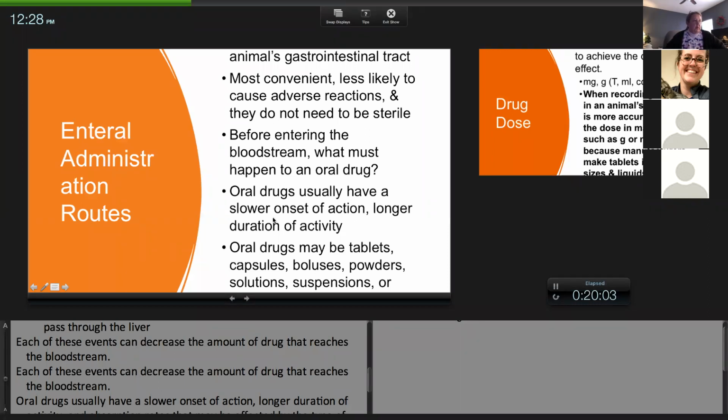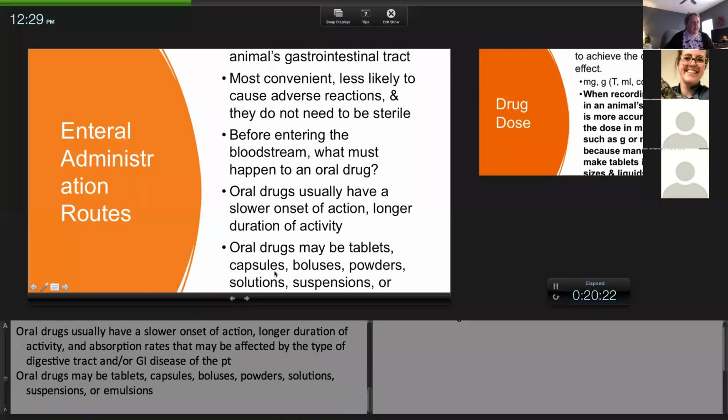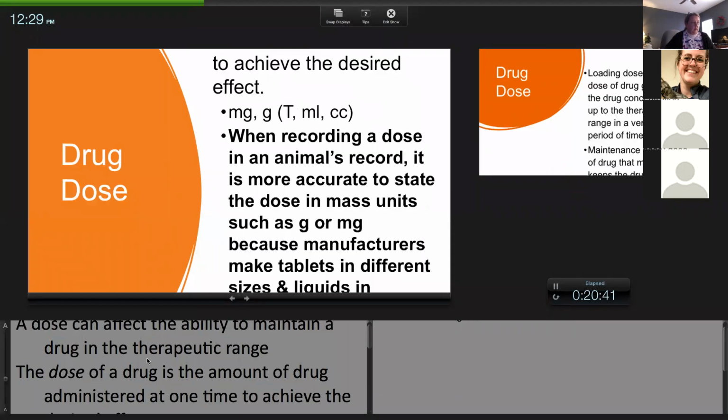So the thing with oral drugs is they have a slower onset because they have to go through all these steps, but they do have a longer duration, okay? Because again, once you give something directly in the blood, it's going to be metabolized fairly quickly. Some of the oral forms are tablets, capsules, and boluses, which are those large, huge tablets that we use in cattle and things. It can be a powder, solution, suspension, or an emulsion. So there are lots of different medications that can be given enterally.